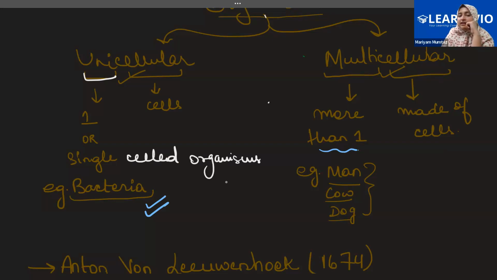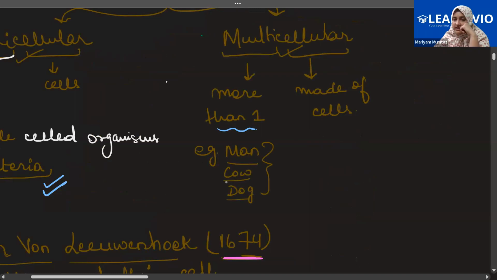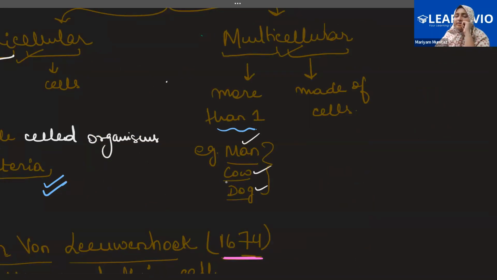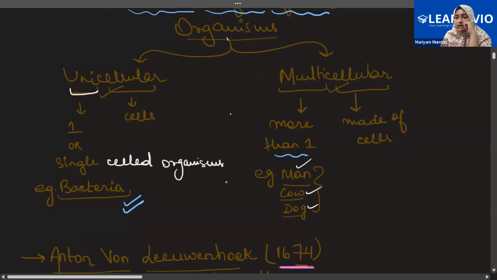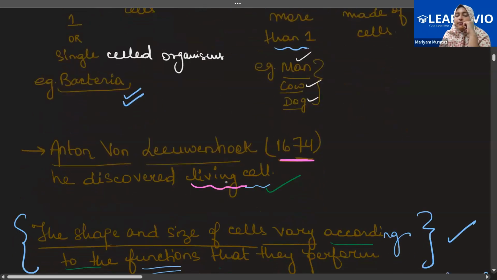Now talking about multicellular organisms, we are multicellular. Humans are multicellular, and so are cows, dogs, and mostly all the animals. This much is clear, students? Yes, ma'am.